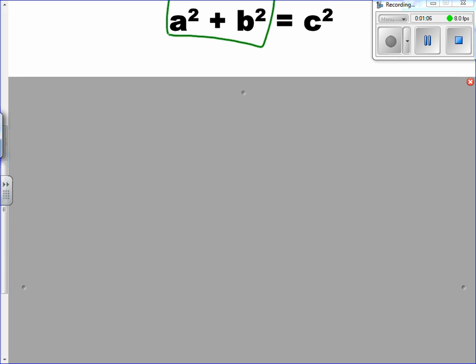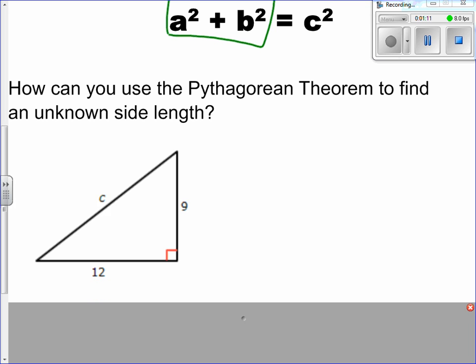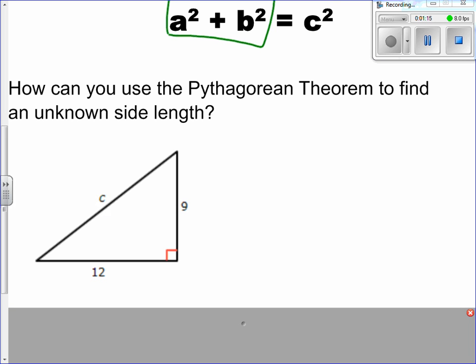So let me leave the Pythagorean theorem up, and here we go. How can we use the Pythagorean theorem to find an unknown side length of a right triangle? Well, we know we're going to be using a squared plus b squared equals c squared. You've got to memorize it, know it by heart. Now the next thing we have to do is identify what is our a, our b, and our c. The side across from the right angle is our c, the hypotenuse. And we know that this side is either a or b. For this example, I'm saying 12 is a and 9 is b.